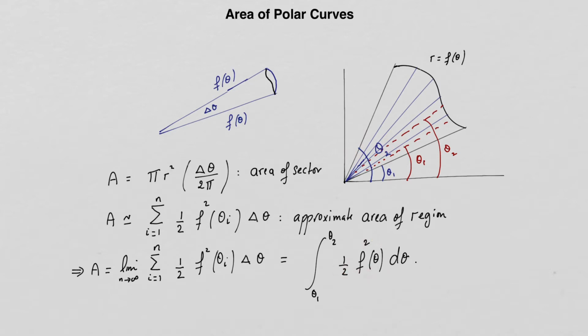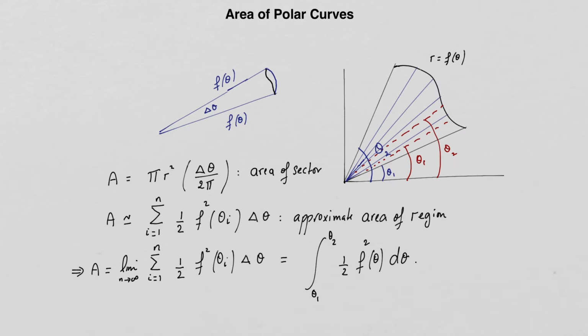Half r squared d theta. Notice that when n is large, delta theta becomes d theta. D theta is just a tiny infinitesimal piece of this, okay? So this is basically the formula that allows us to compute the area in polar coordinates.